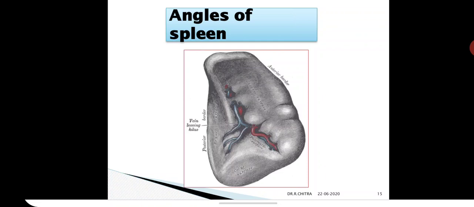Then what is the posterior basal angle? Now you can easily tell. It is the junction of the inferior border and the lateral end. That is called the posterior basal angle.